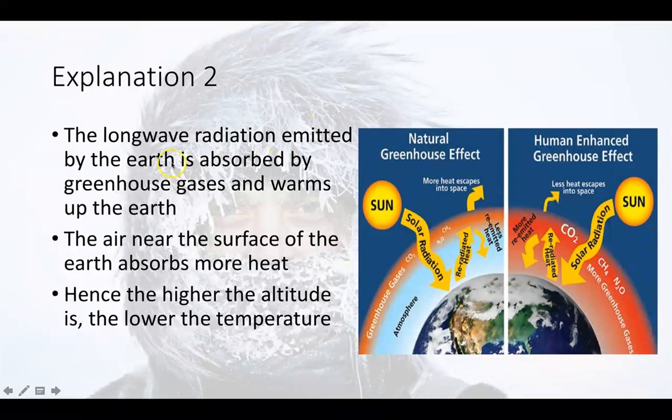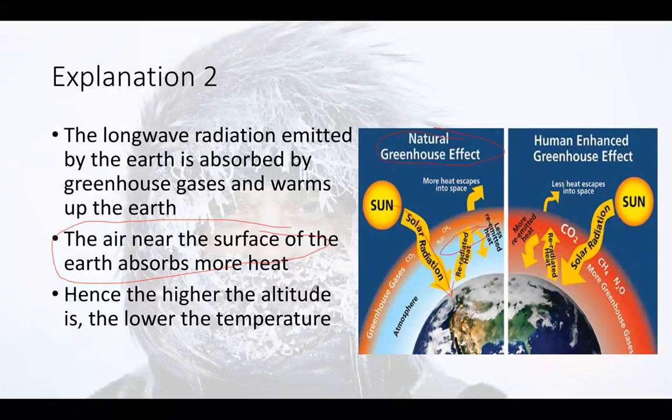What happens is this: the long-wave radiation emitted by the earth is absorbed by greenhouse gases and warms up the earth. The air nearer to the surface of the earth will absorb more heat, hence the higher the altitude, the lower the temperature. The reason why is very simple. Over here you can see a diagram called the natural greenhouse effect. The solar radiation comes in, the air near the atmosphere absorbs the heat, and as it absorbs the heat, it carries on heating up the earth, causing the temperature to be hotter.